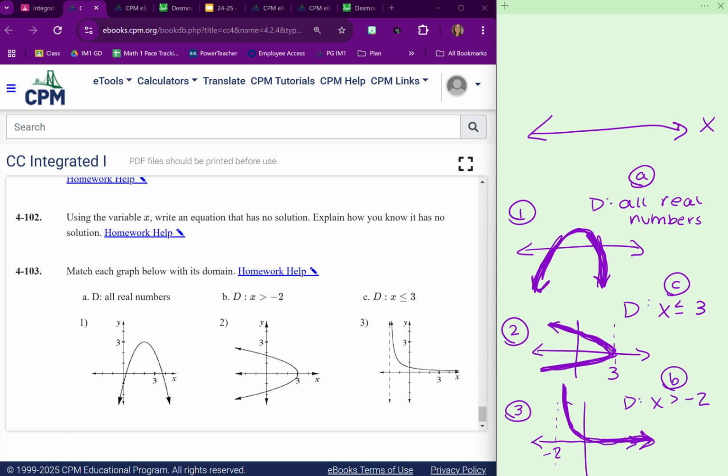Okay, take a minute to finish up your paper, take a picture and upload it to Google Classroom.